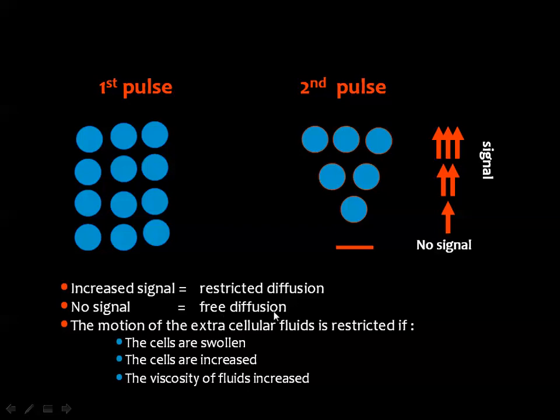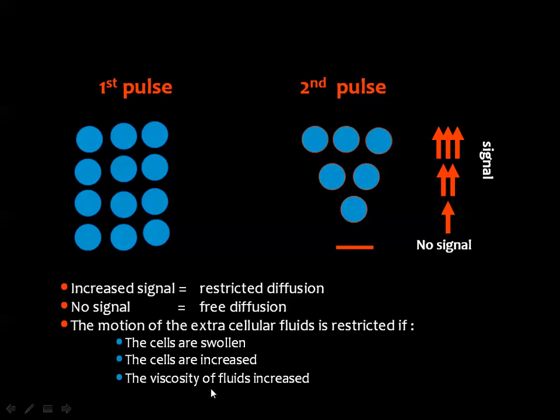Then what are the causes of diffusion restriction? There are actually 3. Number 1, the cells are swollen, so the extracellular space is reduced and the motion of water is restricted. Number 2, the cells are increased. In some tumors, there are too many cells and the extracellular space is minimal.